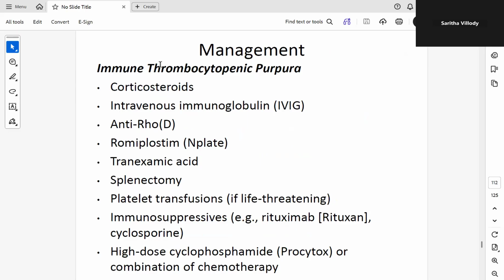Again, treatment is the same. If you look at that, you see that almost all this type of thrombocytopenia, they use the same type of treatment protocol, like steroids. In this case, we can give IVIG, which is immune globulin, to act against those antibodies, anti-D, tranexamic acid to prevent bleeding, splenectomy, again, to reduce the destruction of platelets, transfusions, immunosuppressive therapies like rituximab and cyclophosphamide. All of this is the same modality of treatment.